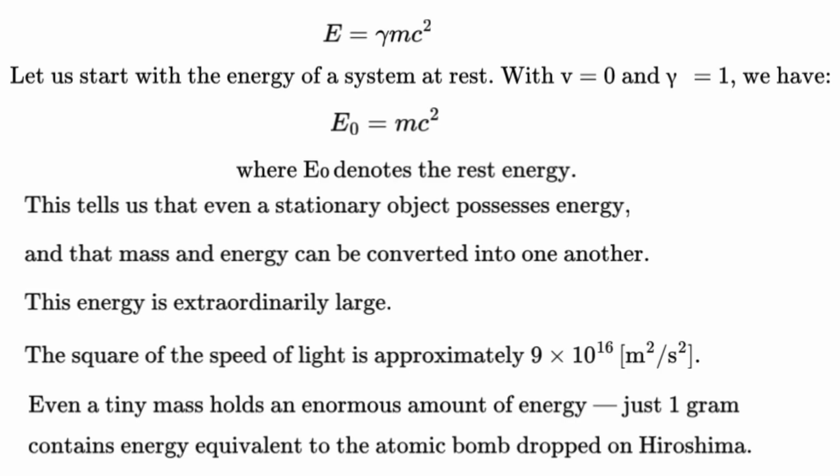This energy is extraordinarily large. The square of the speed of light is approximately 9 times 10 to the 16th. Even a tiny mass holds an enormous amount of energy. Just 1 gram contains energy equivalent to the atomic bomb dropped on Hiroshima.